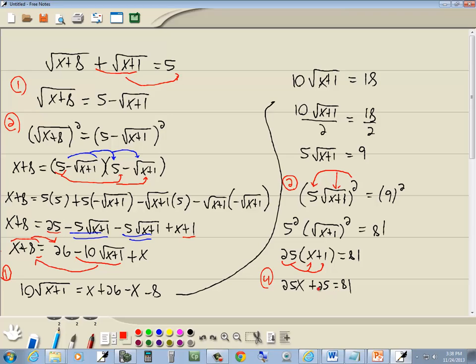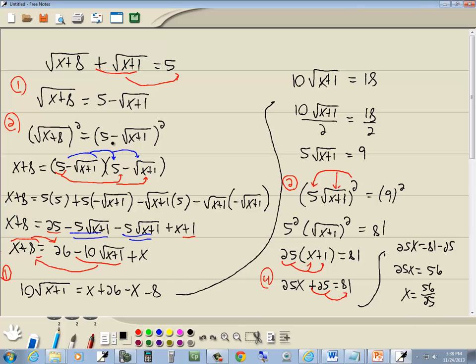Get everything with an x on one side, numbers on the other. So I take 25 to the right side. And we get 25x is equal to 81 minus 25. What is this? 56, I believe. Yeah. Divide both sides by 25, and we get x is equal to 56 over 25.